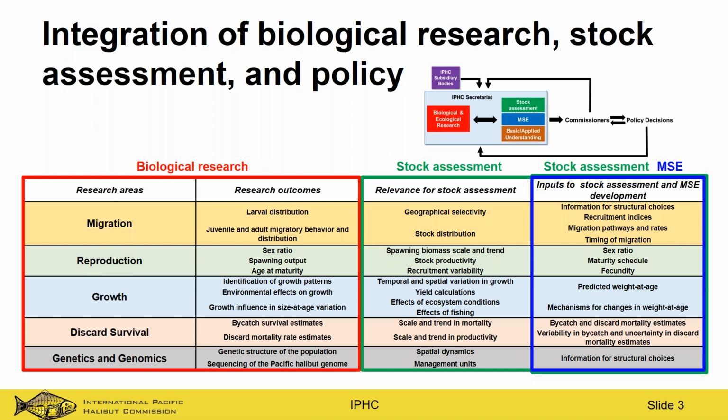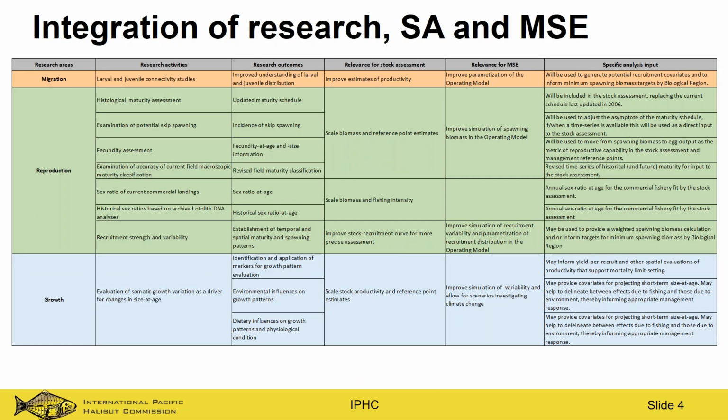Based on this first iteration, and trying to answer the SRB's request for improving this and specifying further the interactions between the biological research program and stock assessment and MSE, we've now come up with a revised integration of all these activities, which you can see in this fairly busy table. Again you have on the left the research areas, and in this slide you see from top to bottom migration, reproduction, and growth. The second column is research activities, and the third column is research outcomes. The fourth column is relevance for stock assessment, the fifth column is relevance for MSE, and the last column on the right is specific analysis input, which describes how these research outcomes are going to be used both for stock assessment and MSE.